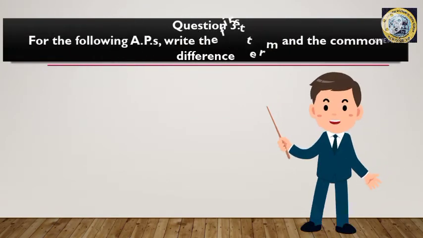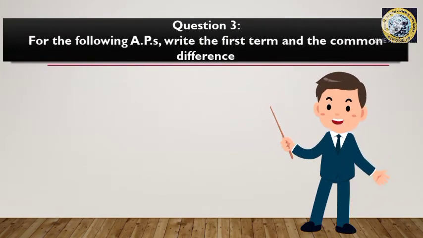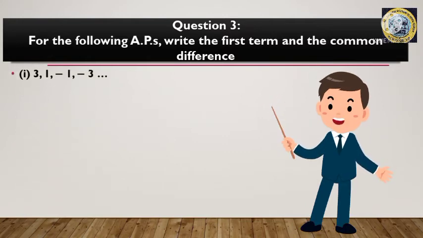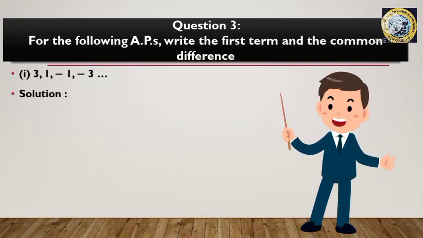Now we are discussing question number 3. For the following arithmetic progressions, write the first term and the common difference. In that, the first one is 3, 1, minus 1, minus 3, and so on.